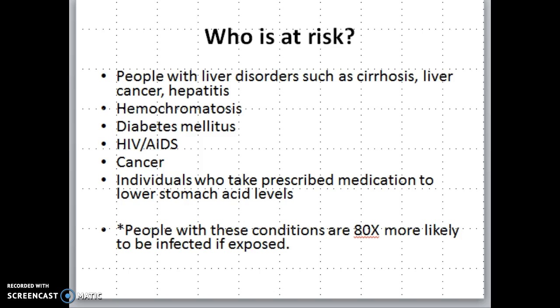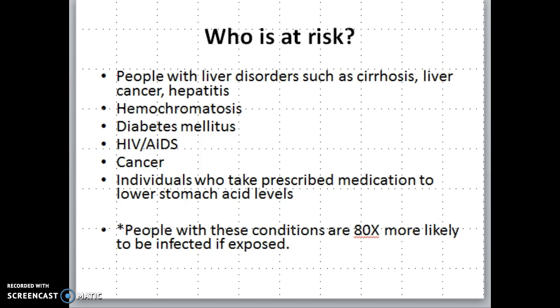So there are people who have liver disorders like cirrhosis from alcoholism, or liver cancer, or other forms of hepatitis. They are people with a disease called hemochromatosis, which causes iron overload in the liver, people who have diabetes mellitus, and specifically where the diabetes is not well controlled, people who are already sick with something that suppresses the immune system like HIV/AIDS, or they're getting treated for cancer, and also individuals who take prescribed medication that lower stomach acidity levels in a chronic manner.